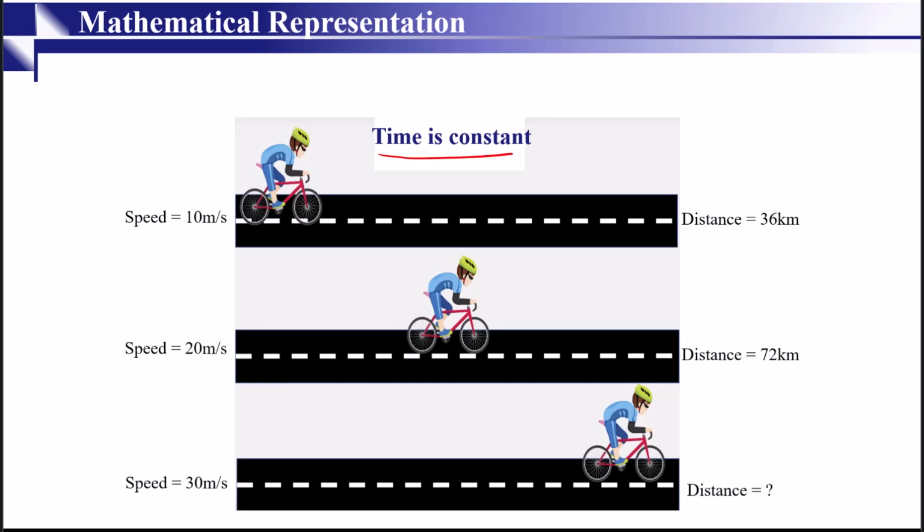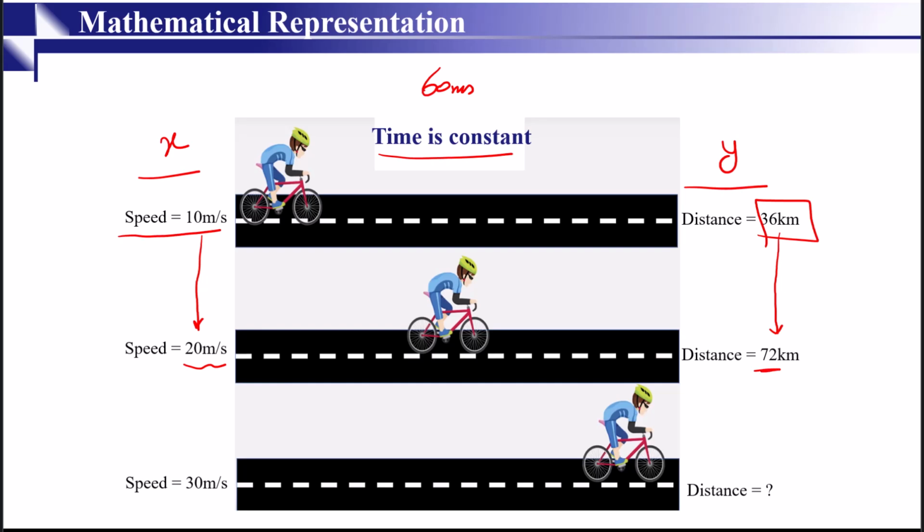Suppose time is constant in this example, for example, 60 minutes. Then if the speed is 10 meters per second, this person can travel 36 kilometers. So x is speed and y is distance traveled. If we increase speed from 10 to 20 meters per second, then the distance traveled also increases to 72 kilometers within 1 hour. And if we again change the speed from 20 to 30 meters per second, what is the distance traveled? This is how linear regression works. Distance traveled is proportional to speed. This is called a positive relationship.